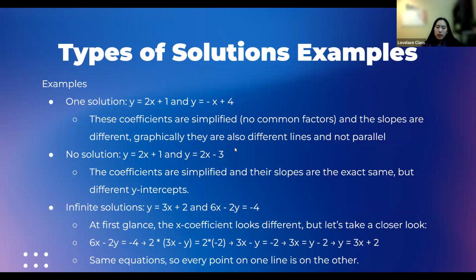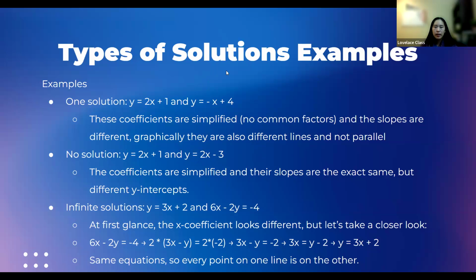So an example of no solution is this one, right? y equals 2x plus 1 and y equals 2x minus 3. We can see again the coefficients are simplified. There are no common factors involved. Their slopes are the exact same, but their y-intercepts are different. And since their y-intercepts are different, that would mean that they never intersect.